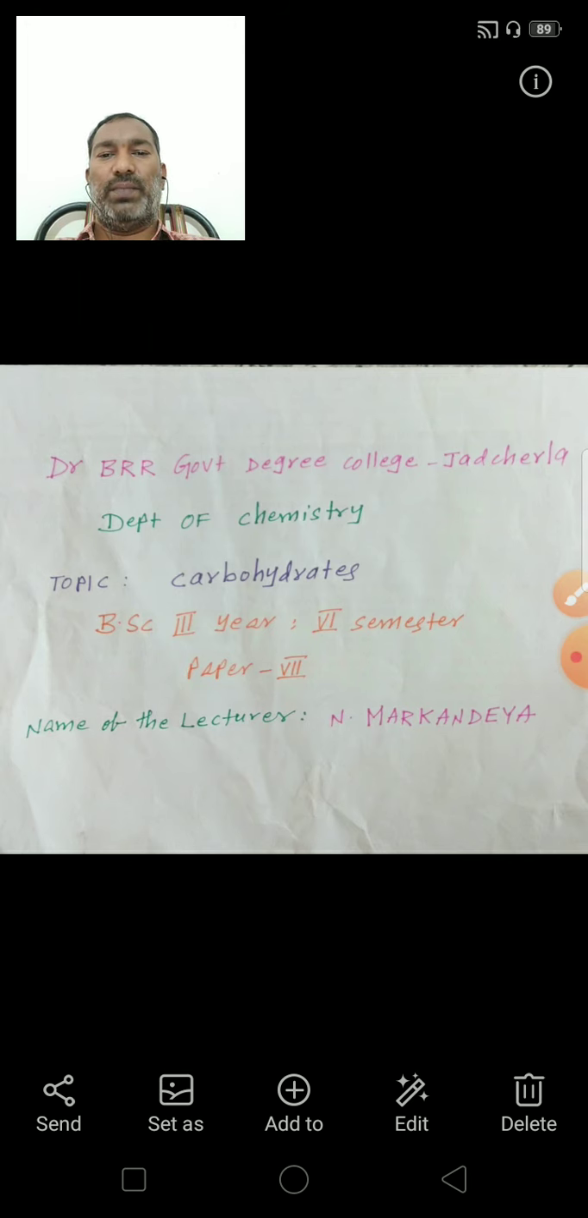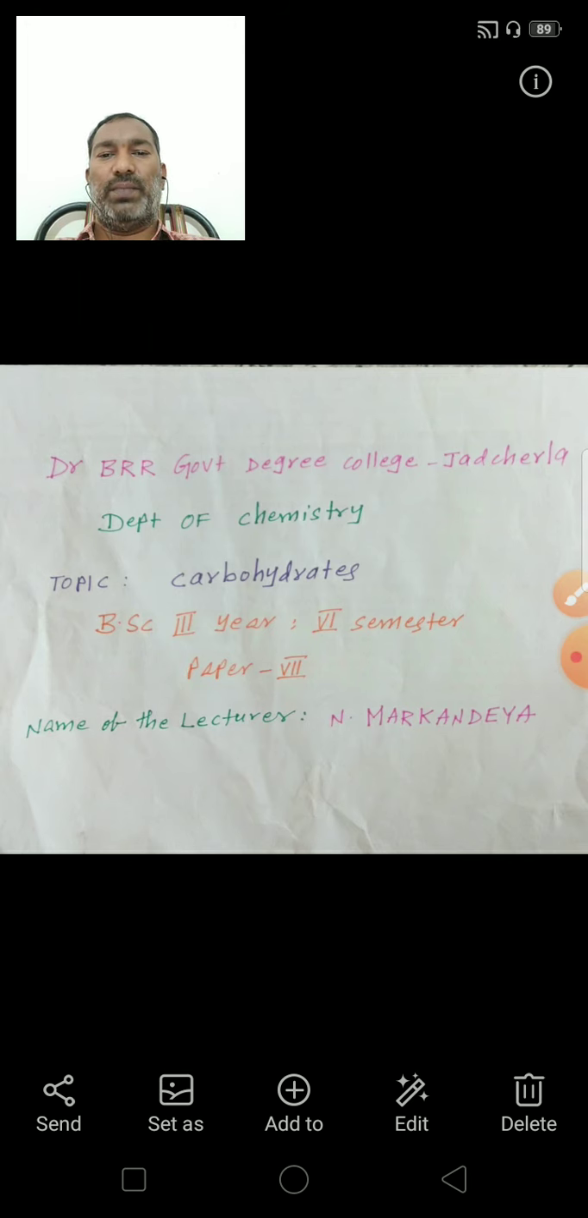From the above evidence, glucose can be written as an open chain, straight chain molecular formula. The next topic is stereochemistry. See the open chain structure of glucose: CHO, CHOH, and so on. Glucose contains a CHO aldehyde functional group and 5 OH groups present on 5 different carbon atoms.